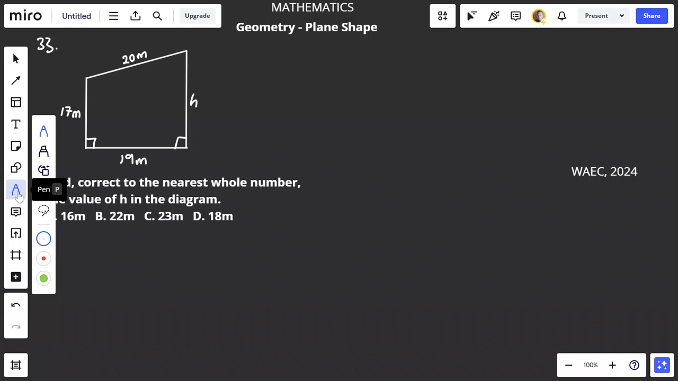WAEC 2024 geometry plane shape. Find, correct to the nearest whole number, the value of h in the diagram.